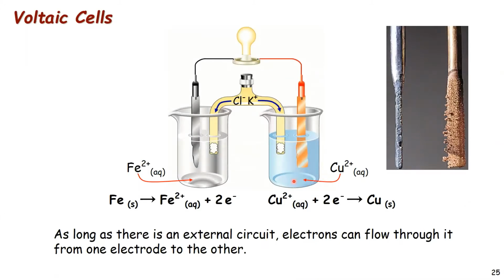Now, eventually, of course, we are either going to run out of copper ions in solution, and we could replenish them if we would like, or the iron electrode's finally going to completely disintegrate. And again, in either case, we're going to lose our electrical connection and we'll stop generating the electrical current.